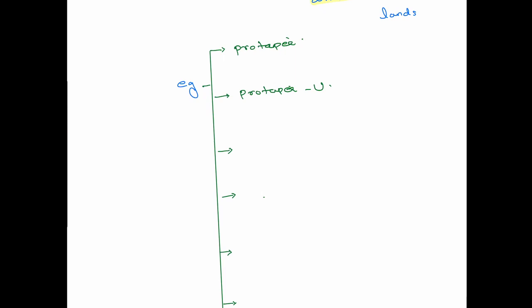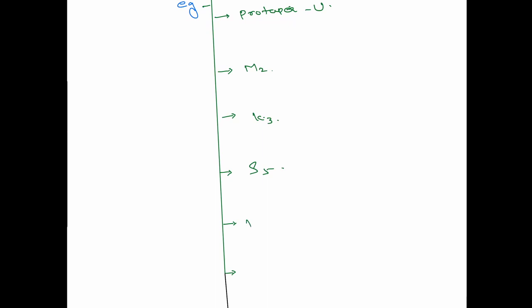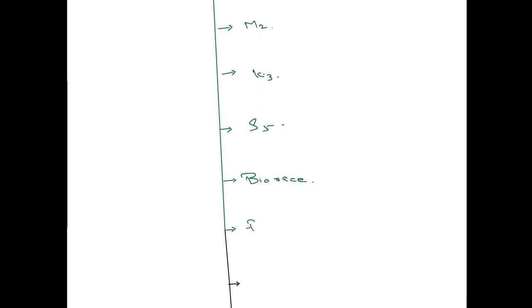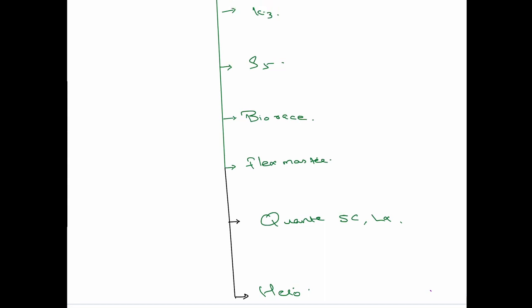U is universal. Then you have M2, K3, S5, BioRace, FlexMaster. I'll tell you how to remember them, don't worry. FlexMaster, Quantec, SCLX, and Hero. Now here, if I put a mnemonic, it's going to be in trouble.